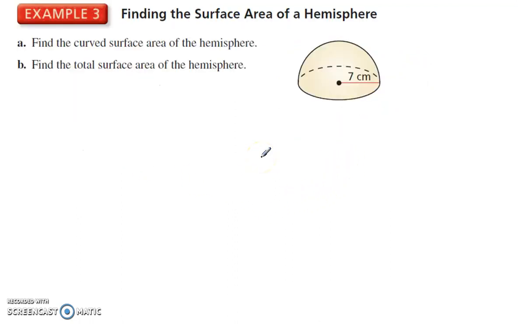All right. Find the curved surface area. So per se, the lateral area. Remember, that's just 2 pi r squared. The surface area, let's call it the lateral area.